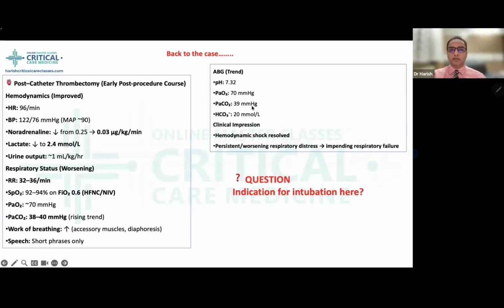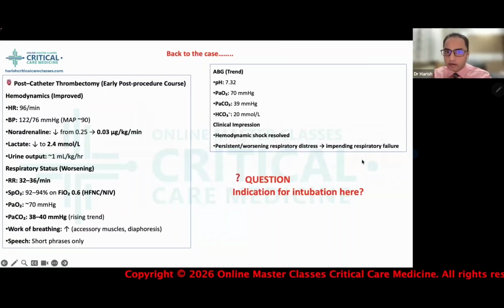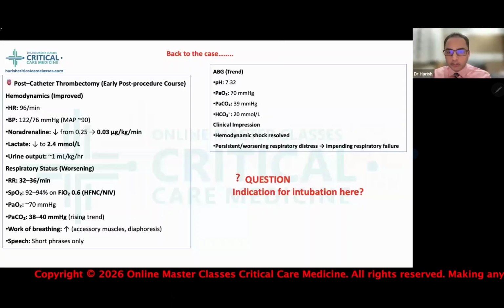We did an ABG. ABG shows pH of 7.32, PCO2 is 39, PO2 is 70, bicarb is 20. So hemodynamic shock resolved. Patient is having worsening respiratory distress, so impending respiratory failure is there. Okay, so the question here is, what are the indications for intubation here?